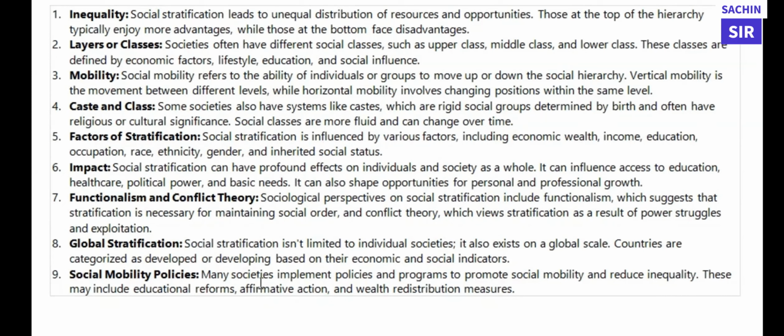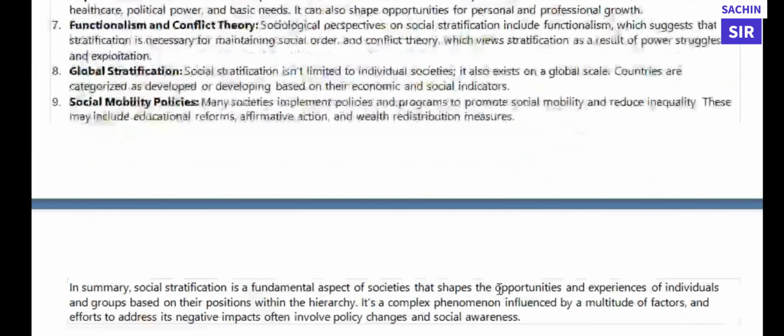Social mobility policies. Many societies implement policies and programs to promote social mobility and reduce inequality. These may include educational reforms, affirmative action, and wealth redistribution measures.